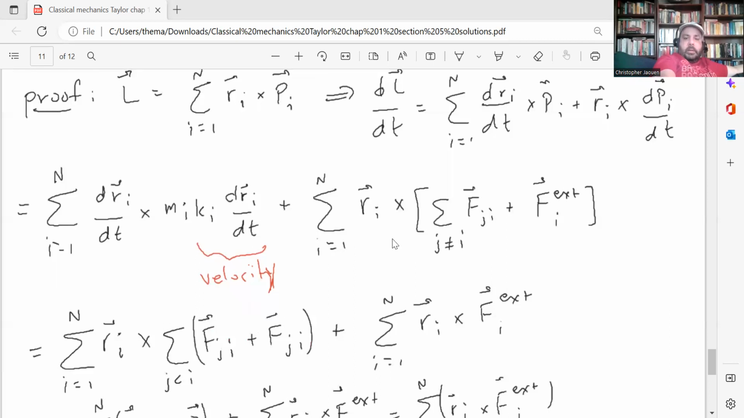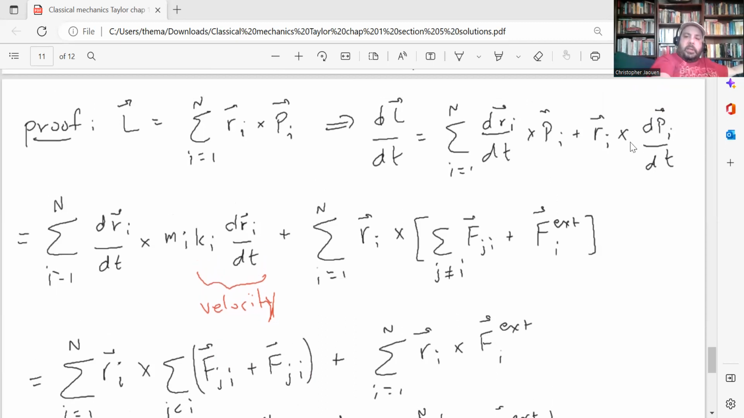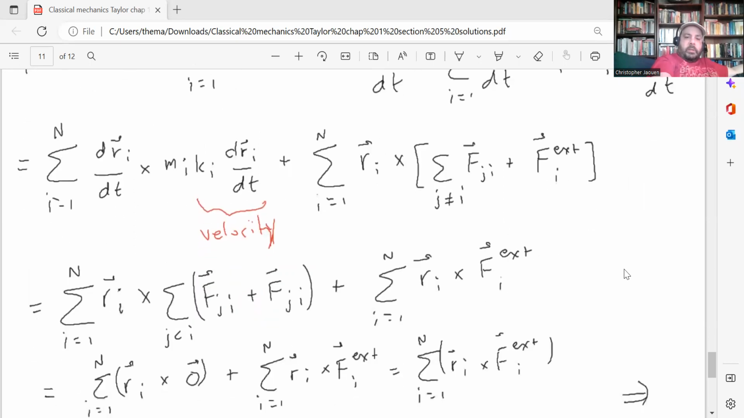time t. Okay, and plus, I just distributed the summation operator here, plus Ri cross the summation of Fji, where j is not i, plus the external forces on the ith particle. So in other words, I'm just expanding the time derivative of Pi. So that gives you the sum here.